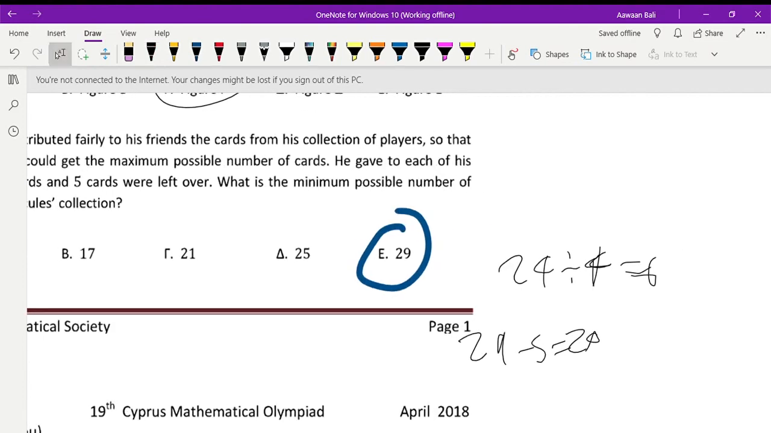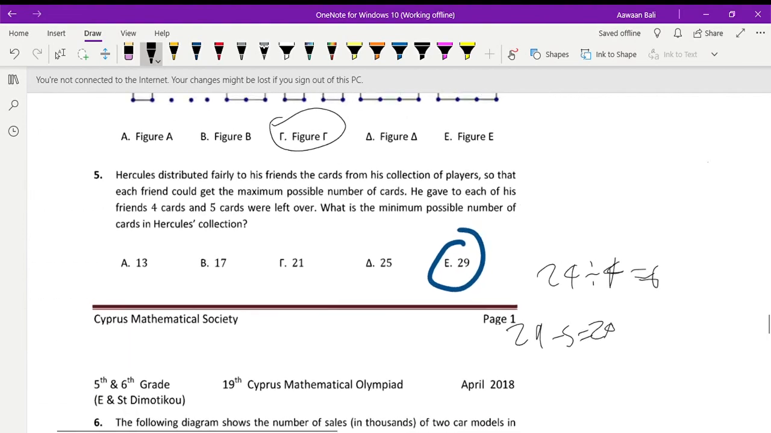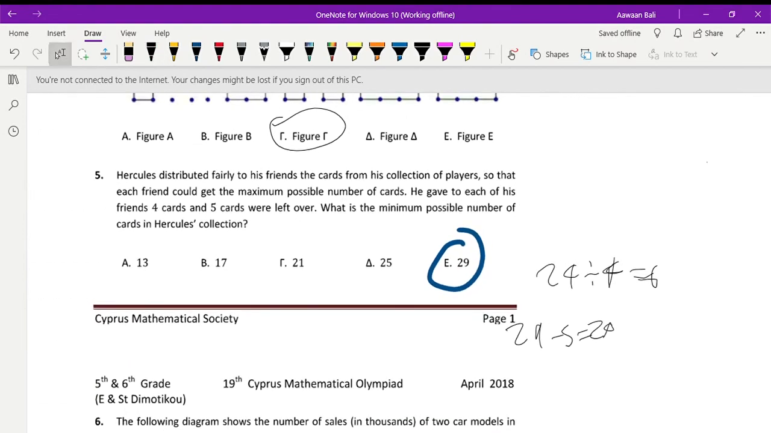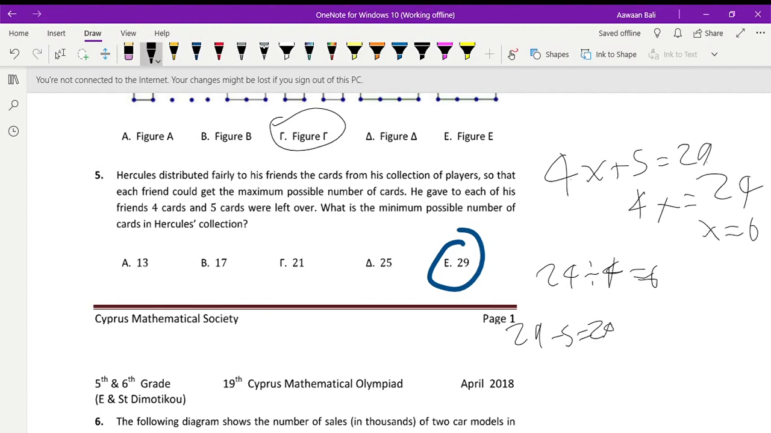And that means Hercules has 6 friends, and we also need the maximum number of cards, so that means maximum number of friends too. And he also has 5 cards left over. If you check with 4x plus 5 is equal to 29, it's the same thing. So basically, therefore, the answer is delta, 29.